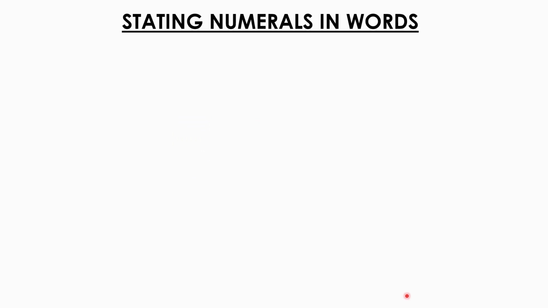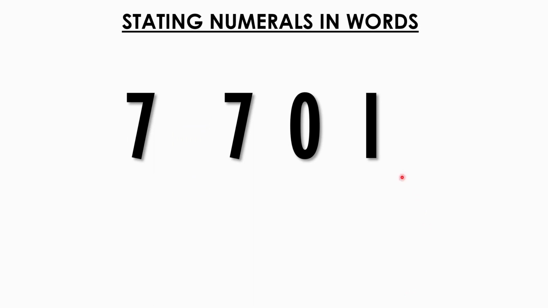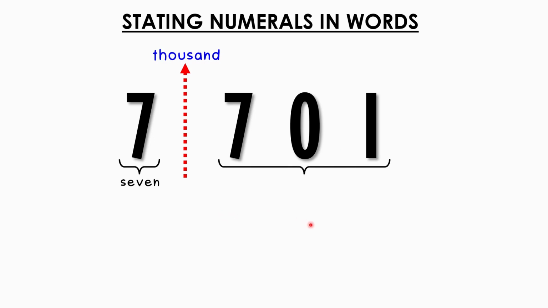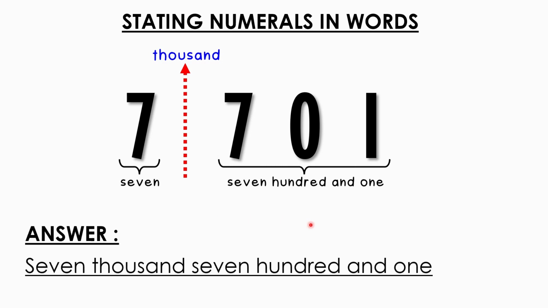Let's look at the next example. Starting from the back, 1, 2, 3 digits and then the partition where you're going to use the word 1000. The number before the partition is 7 and the number after the partition is 701. So when I join the sentences, it's going to be 7701.